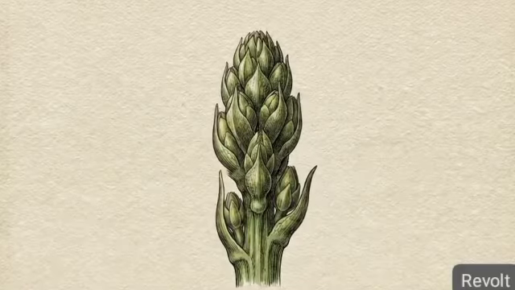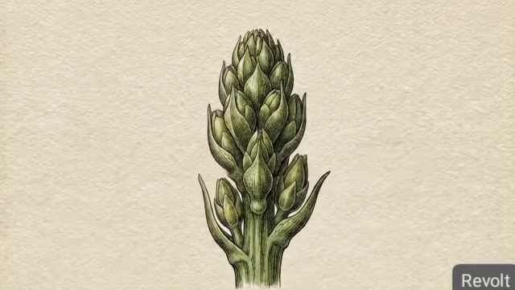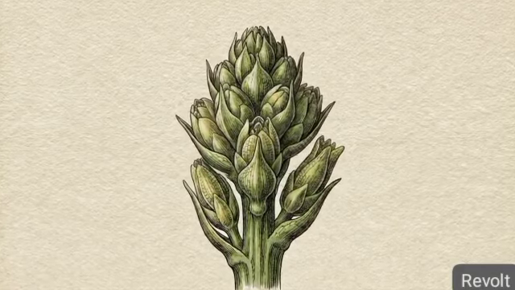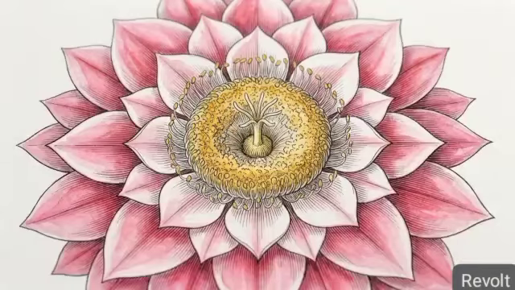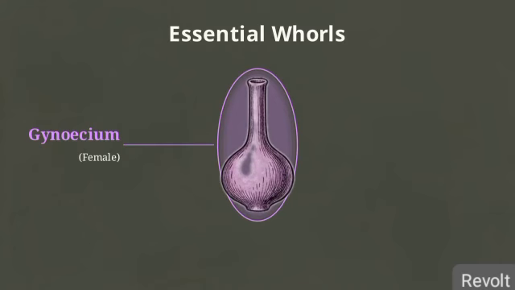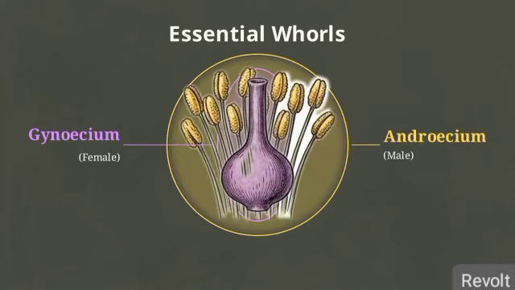A flower is biologically defined as a modified shoot. It originates when the cells of a shoot apical meristem shift their development, turning a standard stem into a highly specialized reproductive structure. To understand its mechanics, we have to separate the outer accessory whorls, like the colorful calyx and corolla, from the functional core. Beneath those outward-facing layers sit the essential whorls, the female gynoecium and the male androecium.